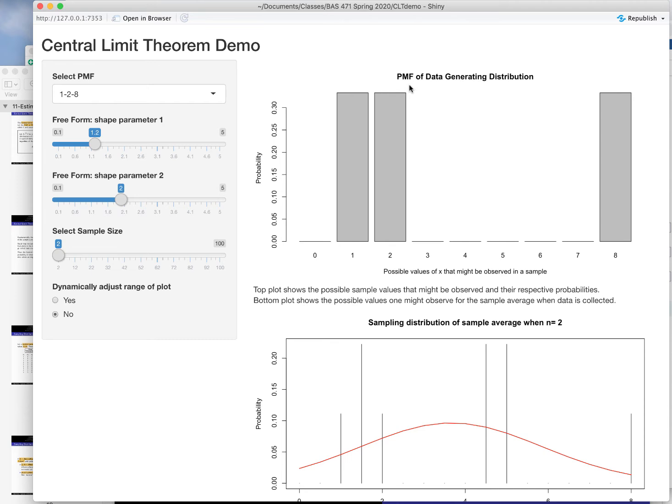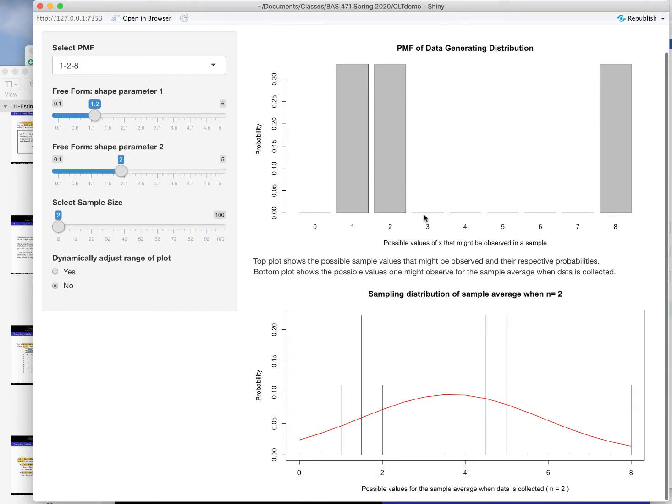So here we're dealing with a probability mass function that's making our data that is relatively simple. This PMF only has three possible values, x of 1, 2, and 8, and each of these three values are equally likely. Now, the central limit theorem is a comment on what the possible values for the sample average might be when I go and collect data. And so let's look at an example where I'm just considering samples of size 2. So I might observe two 1s, two 2s, two 8s, or a mixture of these quantities here. Well, what is the sampling distribution of the sample average in that case?